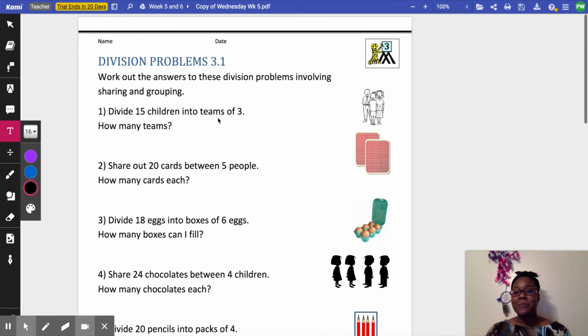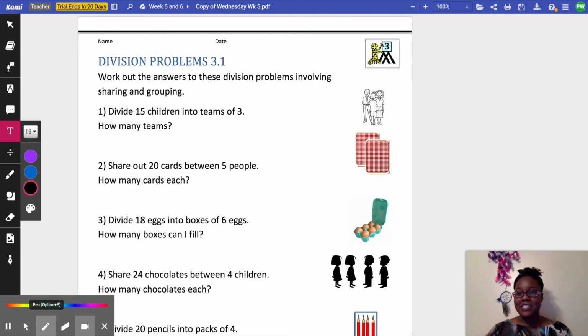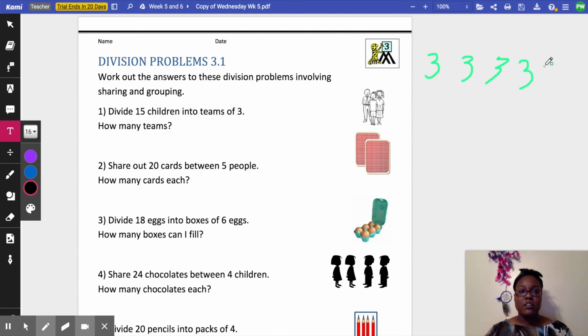So here we go. It says division problems 3.1. Work out the answers to these division problems involving sharing and grouping. So this one says divide 15 children into teams of 3. How many teams? So that means we're going to count by threes until we get to 15. So here's 3, 6, 9, 12, 15. So here are my groups of 3.